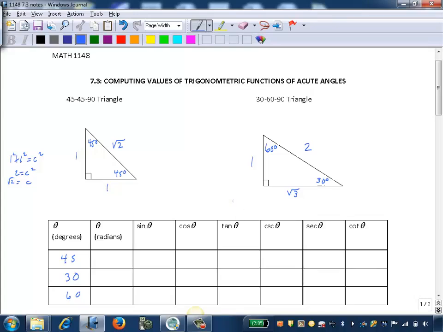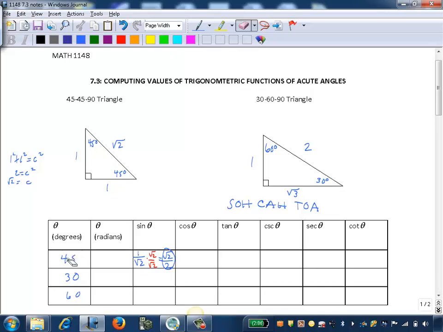We remember our SOHCAHTOA to help us remember all those trig functions. So if I look at 45 degrees, sine is opposite over hypotenuse. Opposite either of the 45-degree angles, it doesn't matter, would be 1, and the hypotenuse would be radical 2. So our sine would be 1 over radical 2, and if we rationalize, multiplying numerator and denominator by radical 2, we get radical 2 over 2.